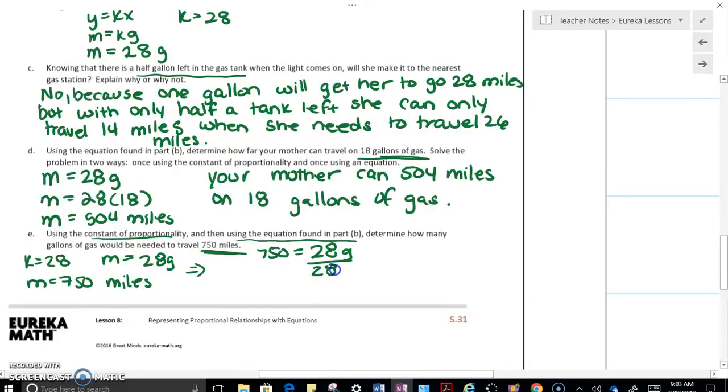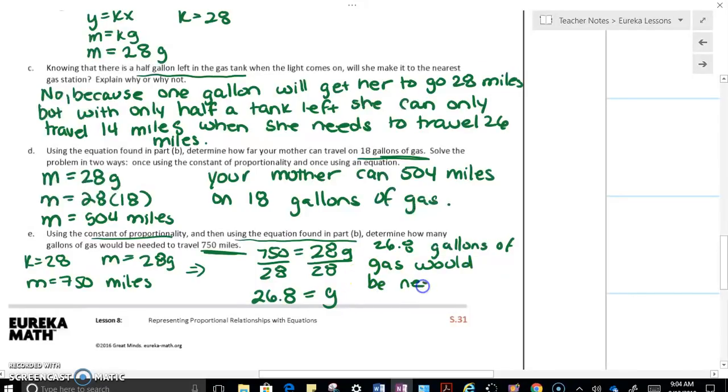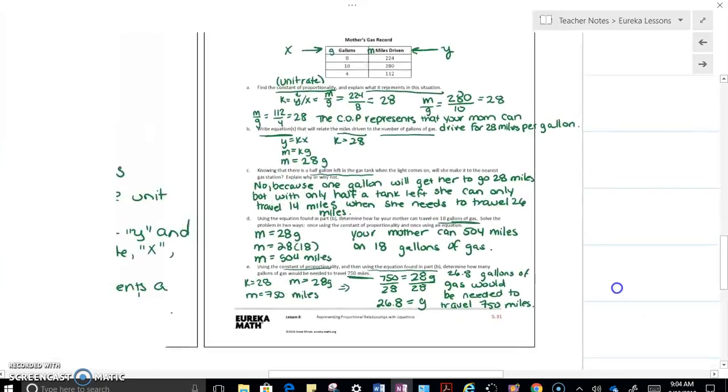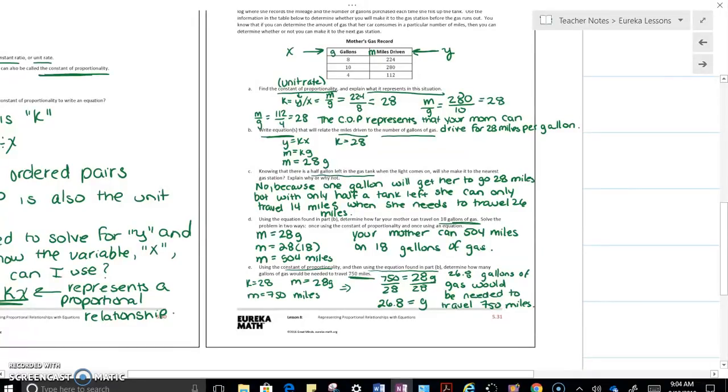And we're going to solve for g, divide by 28 on both sides. And g is equal to 26.8. Okay, perfect. Now, let's summarize that. 26.8 gallons of gas would be needed to travel 750 miles. All right, so now we're going to go ahead to example 2.